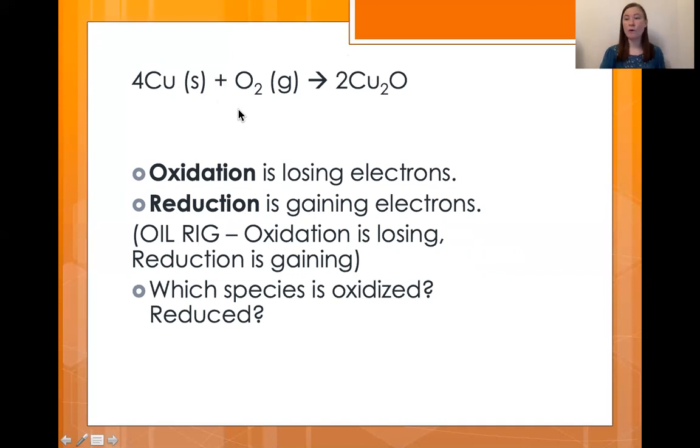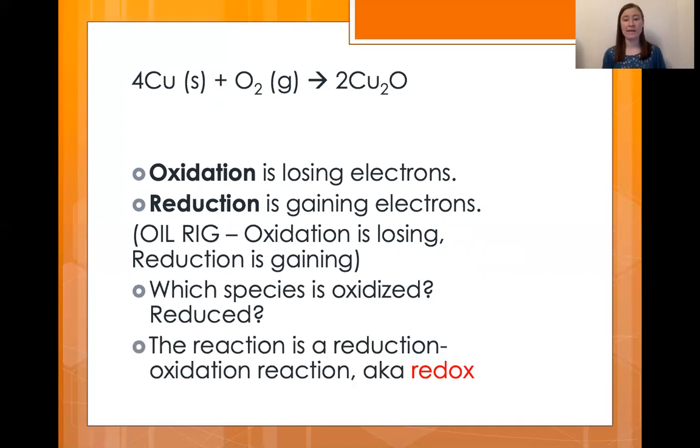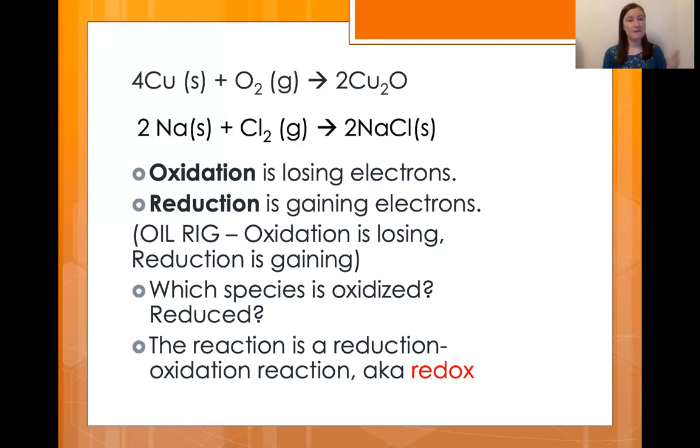And so overall, this reaction would be called a reduction oxidation reaction because both of those things are happening. Something's getting reduced and something's getting oxidized. And reduction oxidation is a long, kind of unwieldy phrase, and so we usually shorten that to redox. And we'll say, okay, cool, this is a redox reaction. The reaction of sodium with chlorine is also a redox reaction.